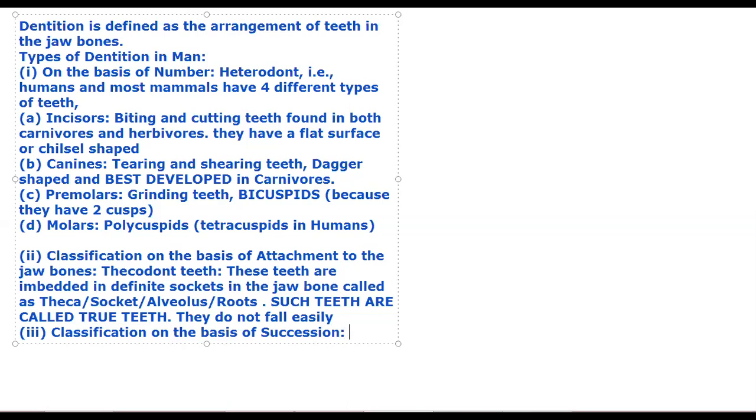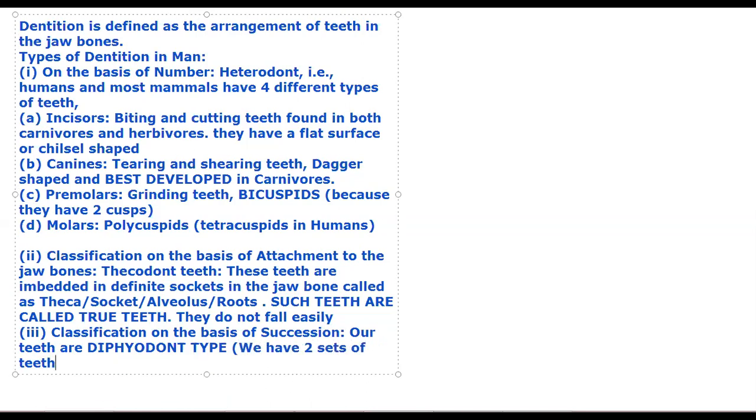So our teeth are diphyodont type. Our teeth are diphyodont type. Okay, what is diphyodont type? In brackets, that we have two sets of teeth in our lives. Okay, we have two sets of teeth in our lives.